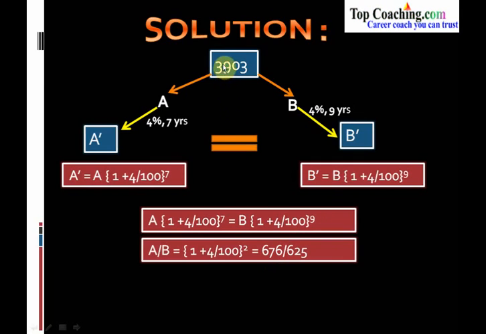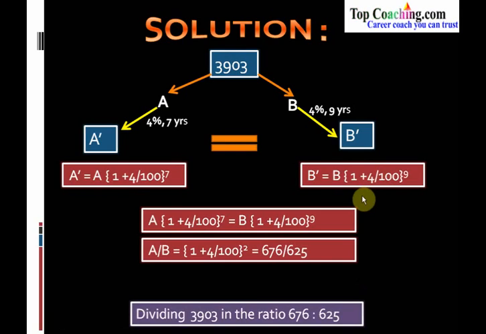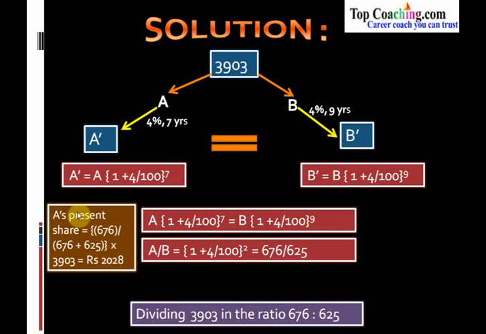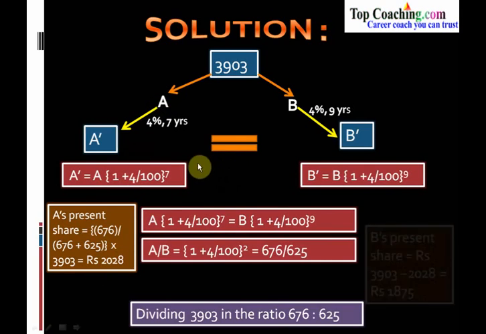Also, we know that A plus B is equal to 3903. And so we have to divide 3903 in the ratio of 676 is to 625. So A's present share would be equal to 676 divided by 676 plus 625 into 3903, and this comes out to be equal to 2028 rupees. So A would be equal to 2028 rupees.